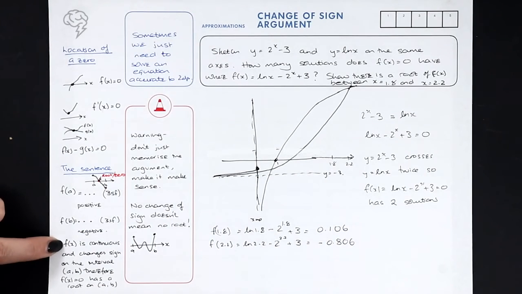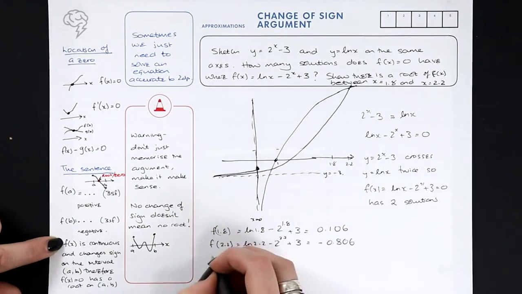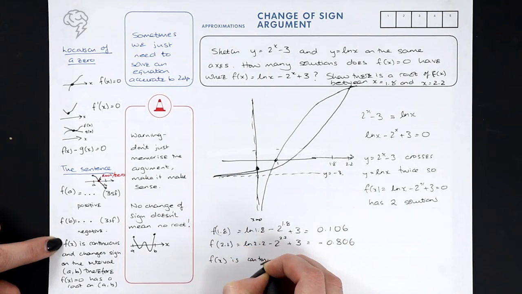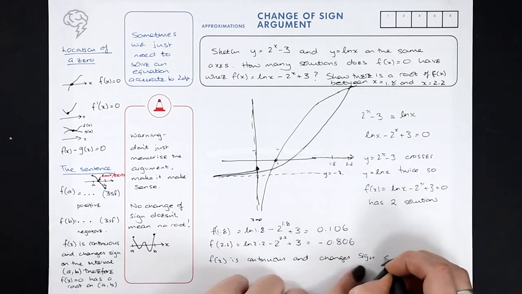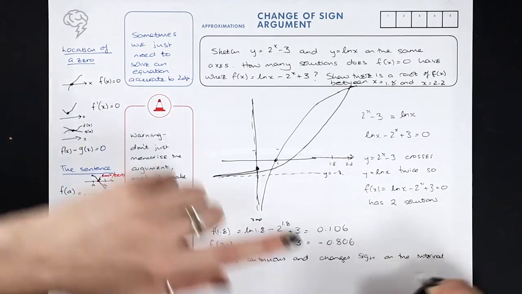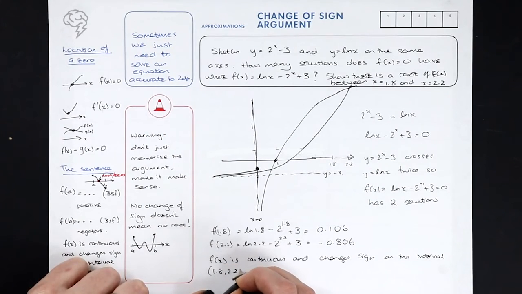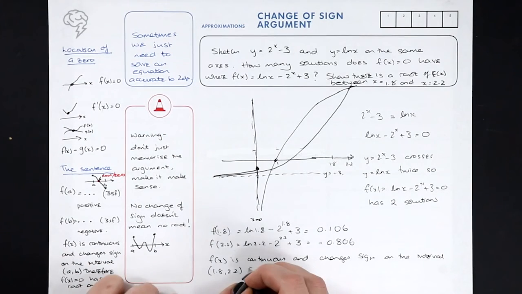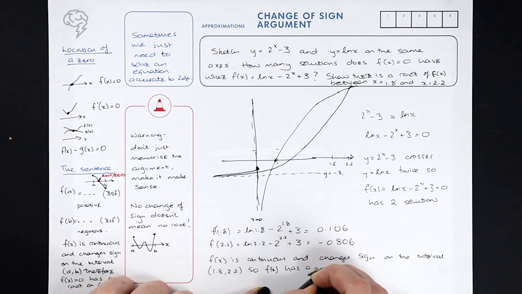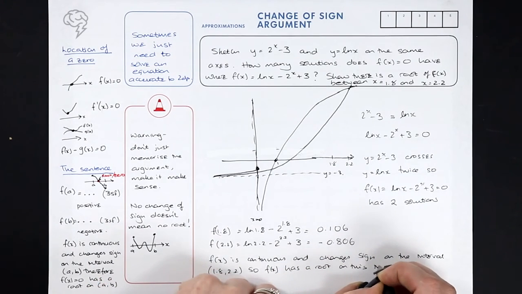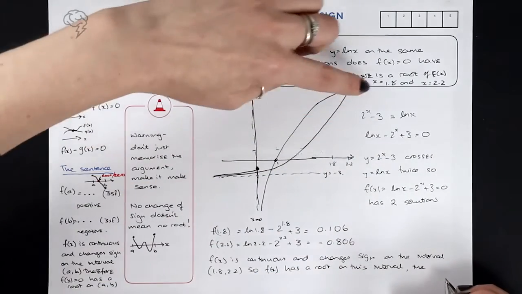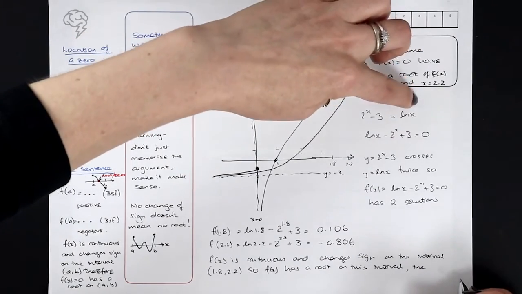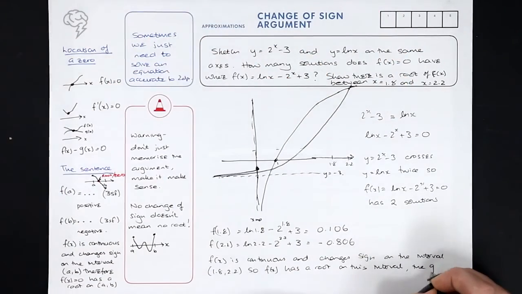So what have we got? We've got not f of x. Oh, yes, okay, I shouldn't have used f here. This function here, f of x, is continuous and changes sign on the interval 1.8 to 2.2. So f of x has a root on this interval. And the other way that we could describe it is that the graphs of y equals 2 to the x minus 3 and y equals ln x cross between these two values.